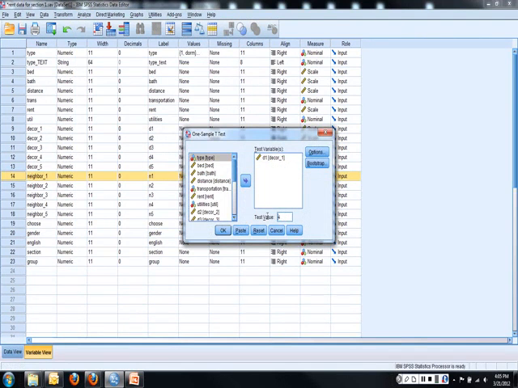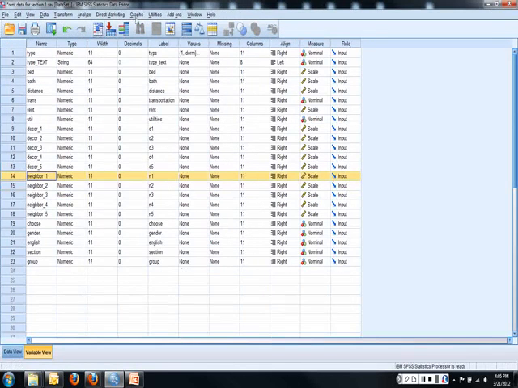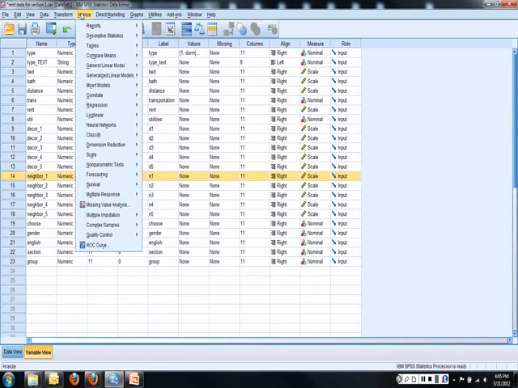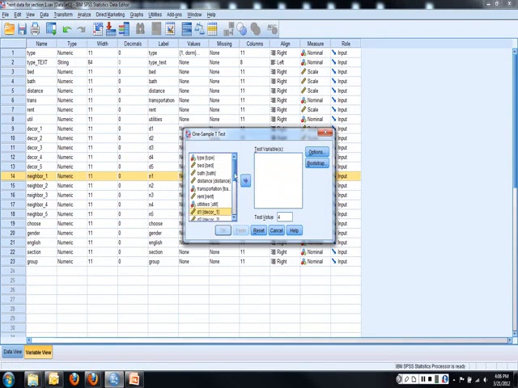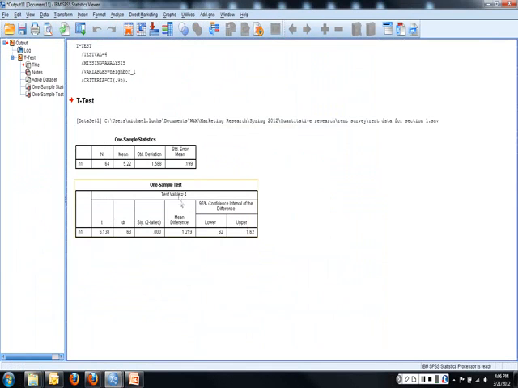So back to analyze, compare means, one sample t-test. And again, we're going to keep in our test value of 4. And that makes sense because our range was 1 to 7, with 4 being our neutral point. And now what do we find? So now let's find out if it's statistically significant than the neutral point. Again, analyze, compare means, one sample t-test, and we're using this neighborhood variable. And what do we get?